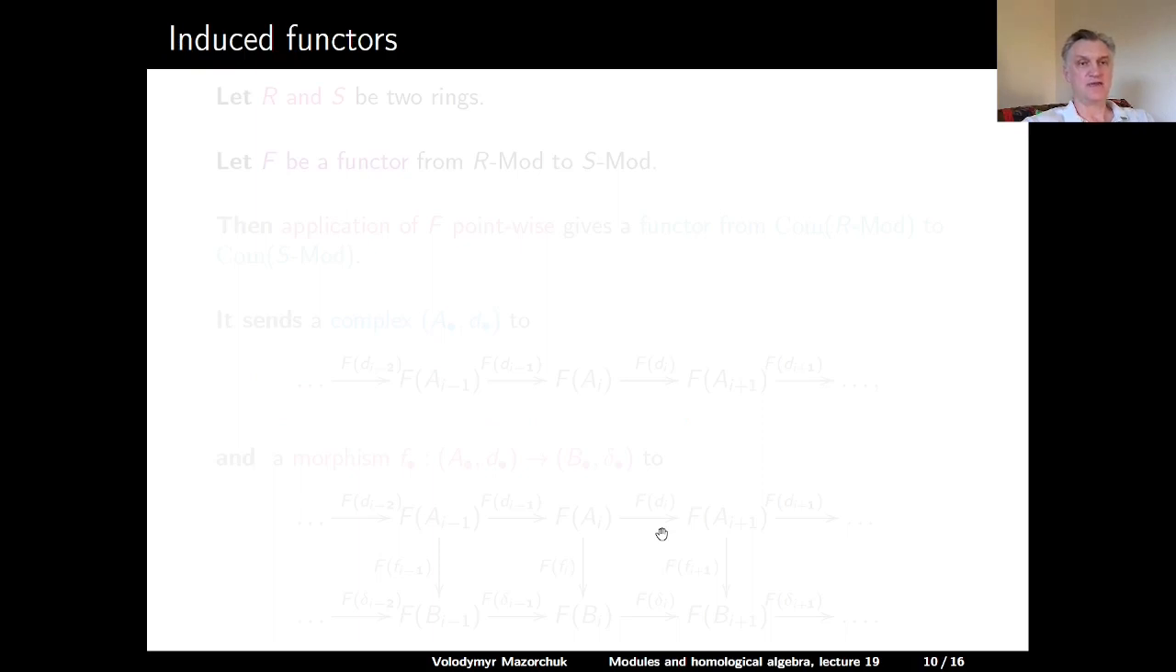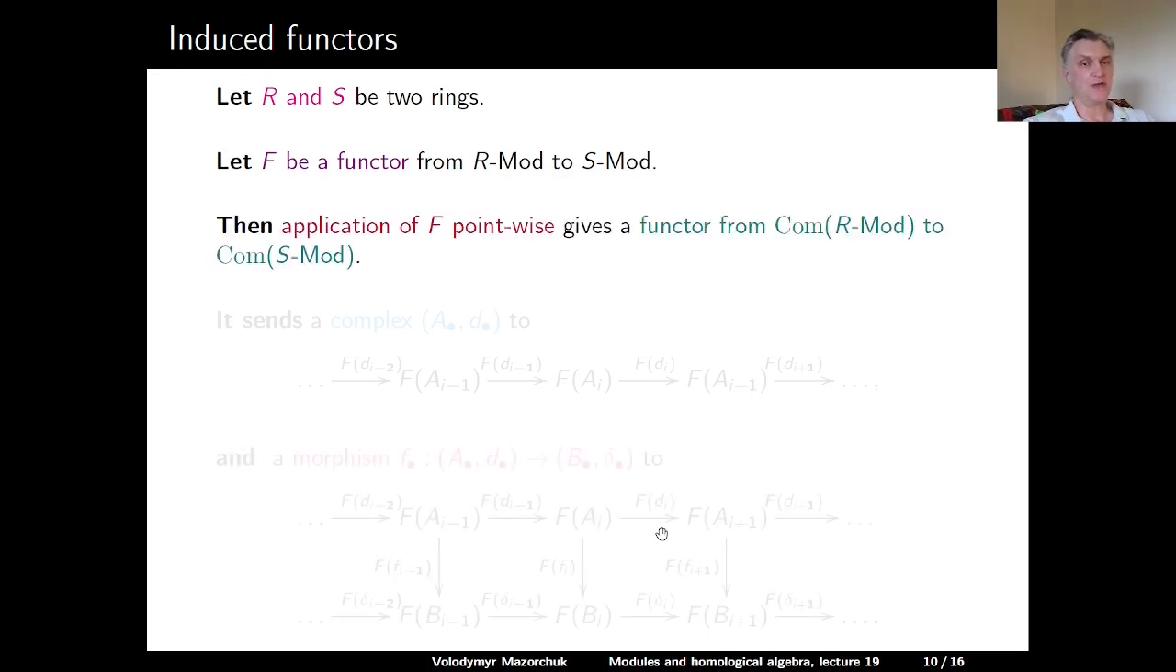Now we can discuss functors induced from abelian groups to complexes, or more generally from modules to complexes. Let R and S be 2 rings. Let F be a functor from the category of R-modules to the category of S-modules. Then application of F pointwise gives rise to a functor from the category of complexes of R-modules to the category of complexes of S-modules.